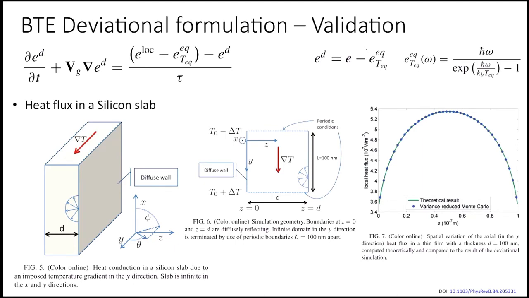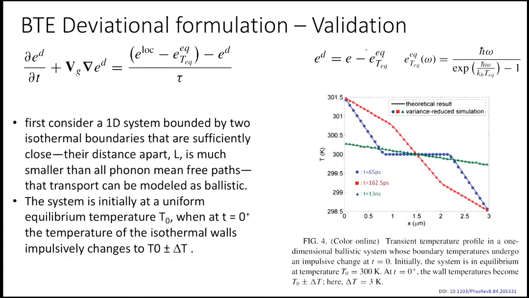Sir, in the last slide, at t equal to 162 picosecond, the trend is slightly different. It is understood that at t equal to 65 picosecond it is fine, but at the later time a different type of pattern we are getting. Is there any reason?